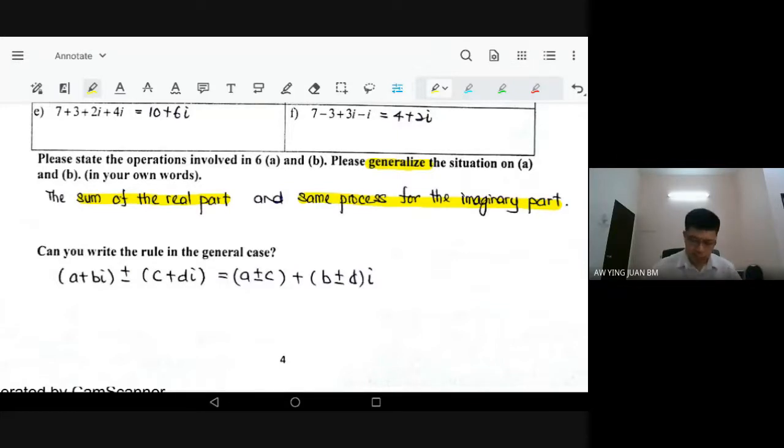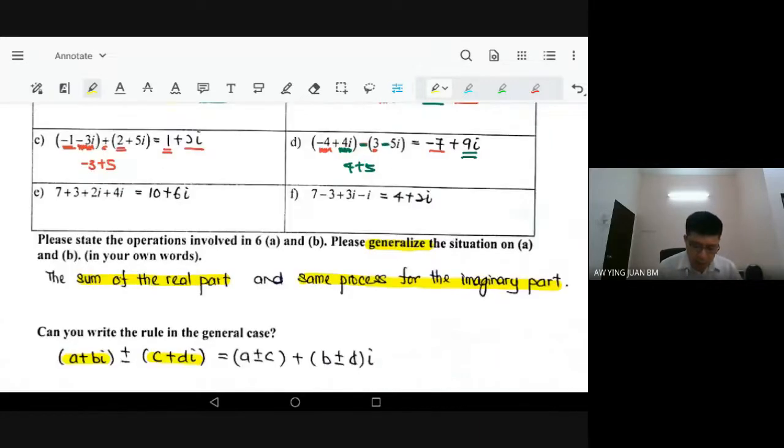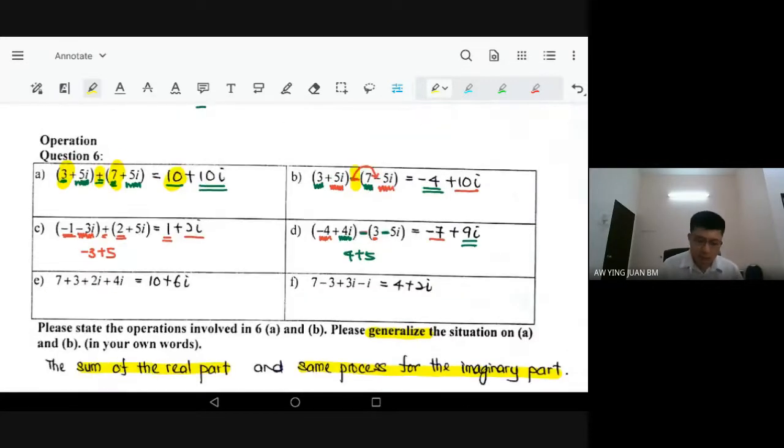Okay. So finally, write the rules in general case. Ni saya ambil contoh. A plus BI, C plus DI. Kenapa A, B, C, D? Sebab saya nak bagi tahu tidak semestinya sama. Nampak? Nilai dia tak semestinya sama. Kadang-kadang sama, tapi kita anggap dia berbeza.